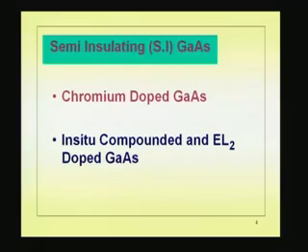How to do that? That is done by compensating those dopants which are entering unintentionally, and that compensation is done by doping with chromium. We should discuss that, why, what happens there.